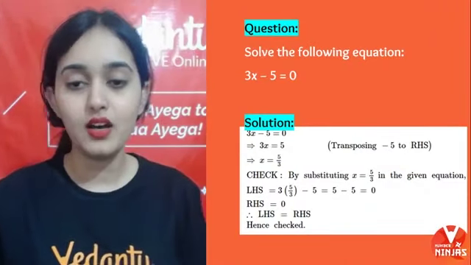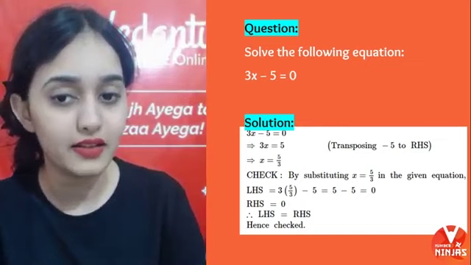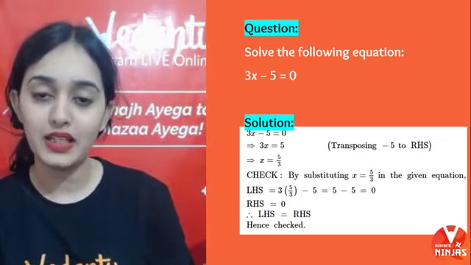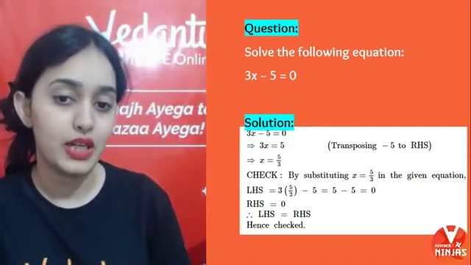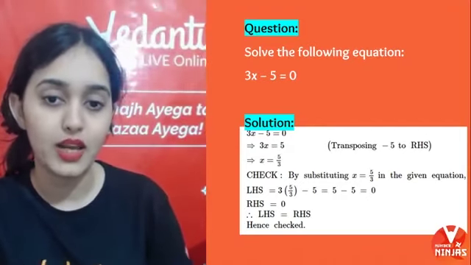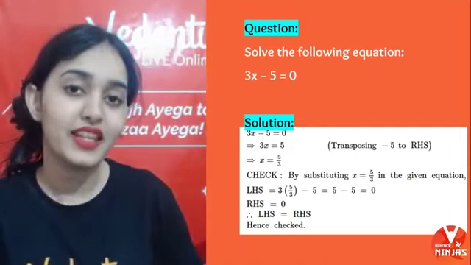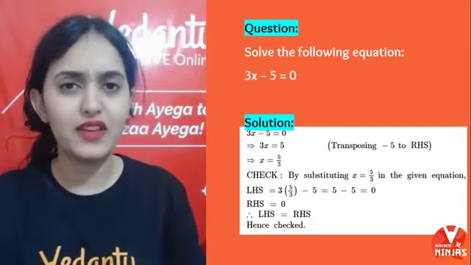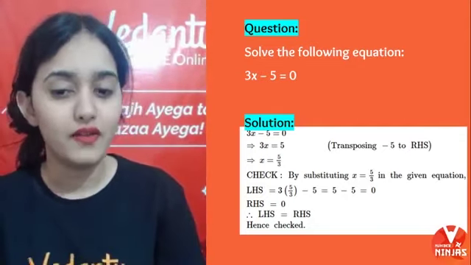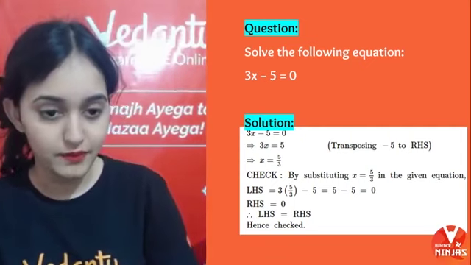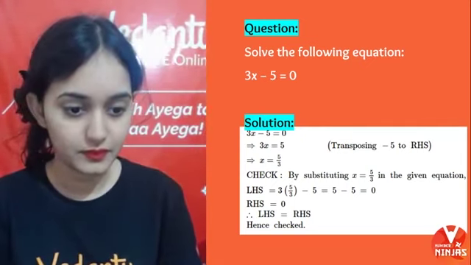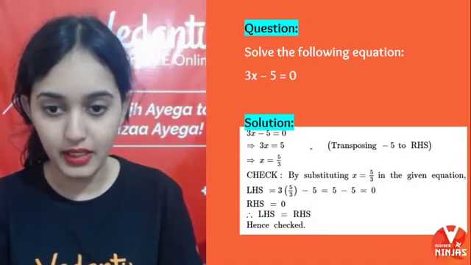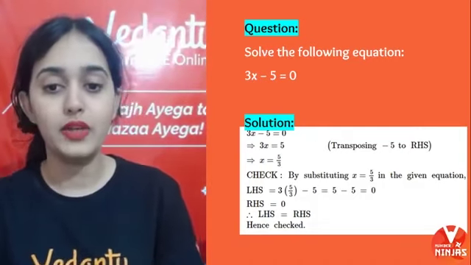So here comes the first question from R.S. Agrawal of chapter Simple Equation. So the first question says solve the following equation for x, and the equation is 3x minus 5. So it's a very simple chota sa equation. We can solve it very easily. So let me take my pen. Let's see how we can solve it.